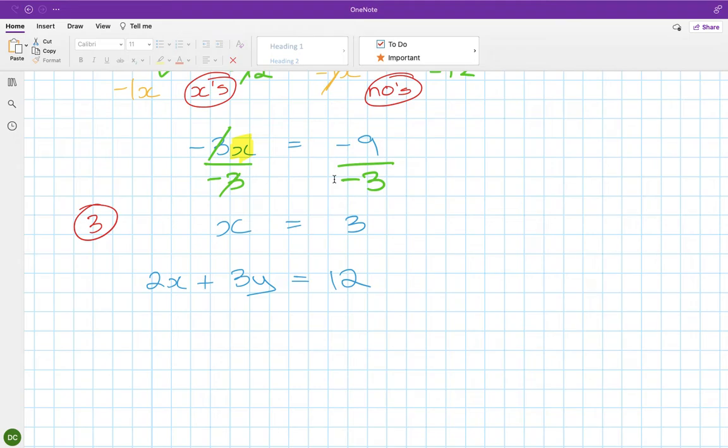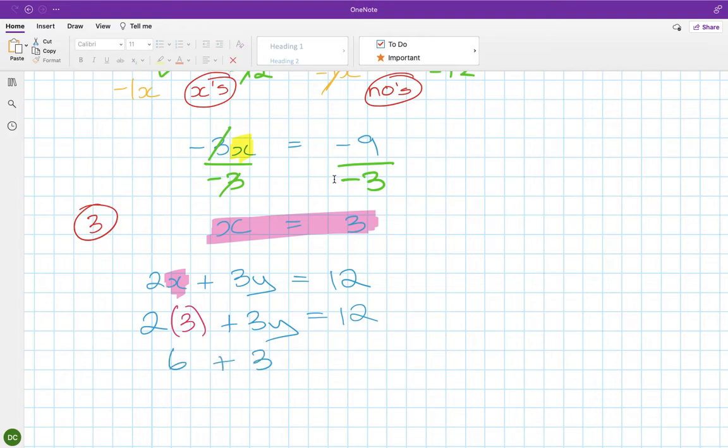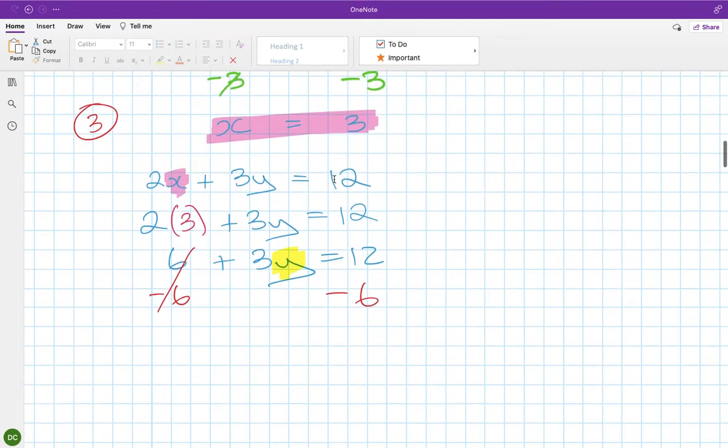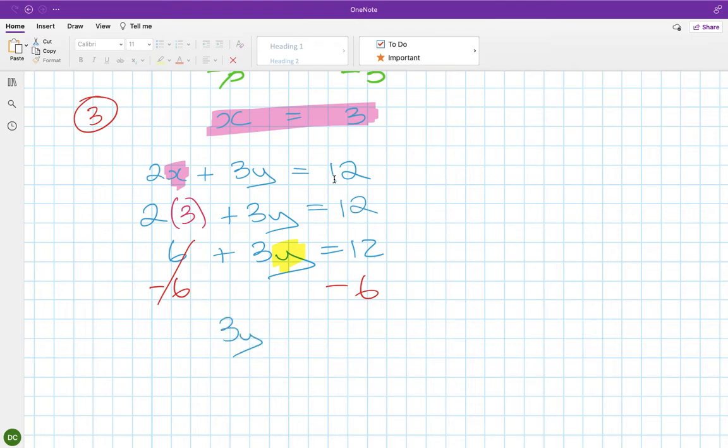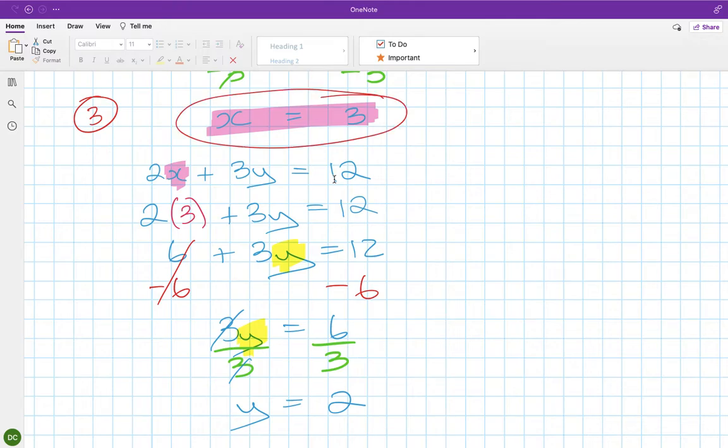And I'm going to replace the x with the 3. So it's 2 times 3 plus 3y equals 12. 6 plus 3y equals 12. We are trying to get the y, so we minus the 6, minus the 6. So 3y equals 6, and then we divide by 3, and y equals 2.